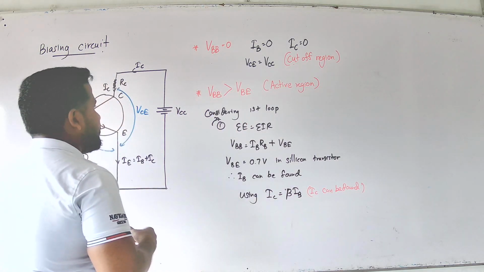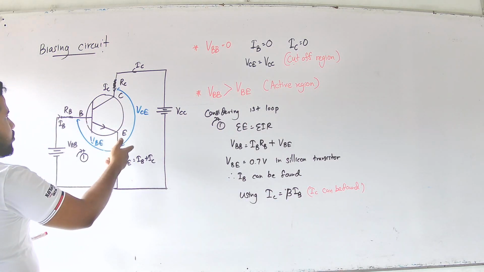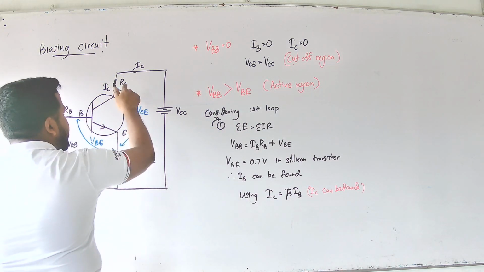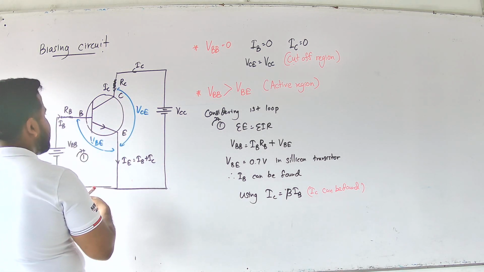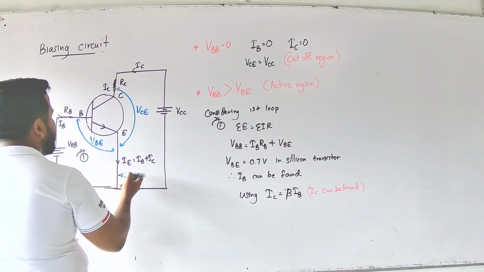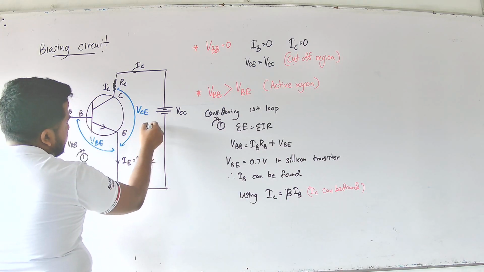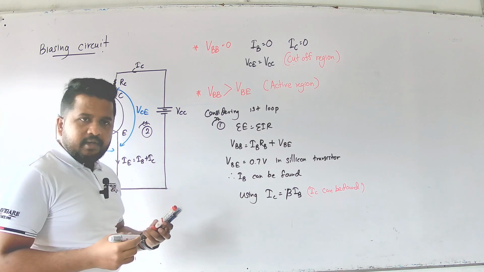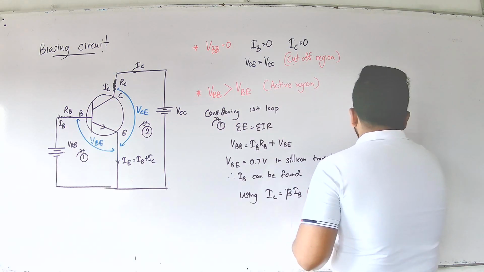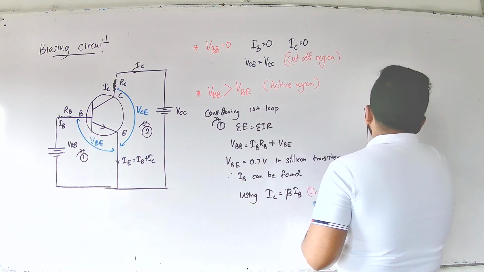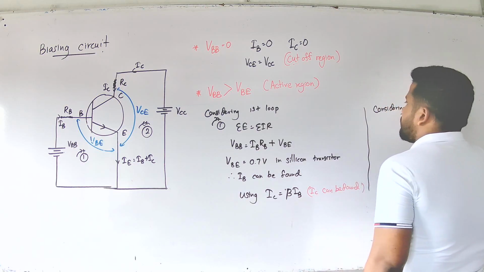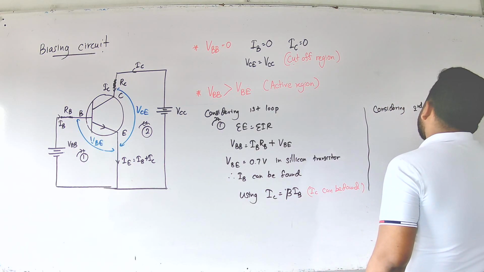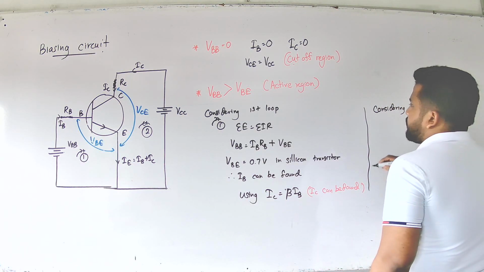Then we need to consider another loop. Why? We need to get the value of VCE. We have to apply Kirchhoff's law to this junction. Right? Therefore, considering the second loop, apply KVL.